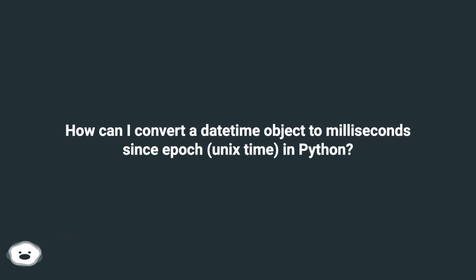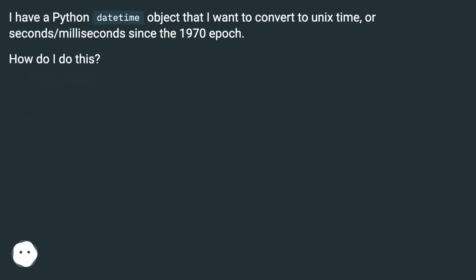How can I convert a datetime object to milliseconds since Epoch, Unix time, in Python? I have a Python datetime object that I want to convert to Unix time, or seconds/milliseconds since the 1970 Epoch. How do I do this?